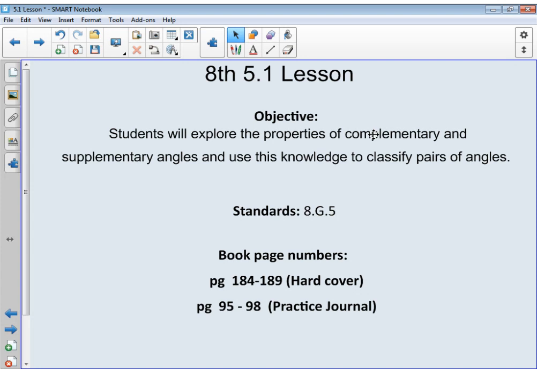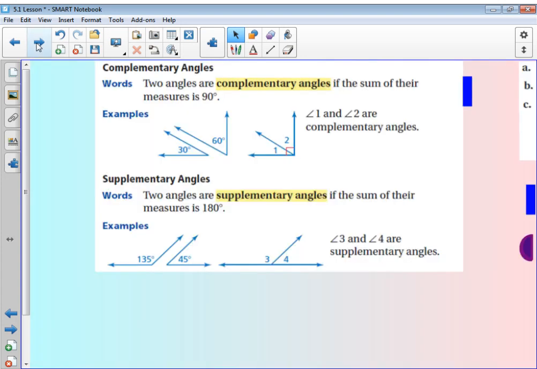95 through 98. Yesterday in our activity, we worked with complementary angles and supplementary angles. So we're going to go ahead and review once again what those are. Complementary angles are a set of angles whose sum measures equal 90 degrees.